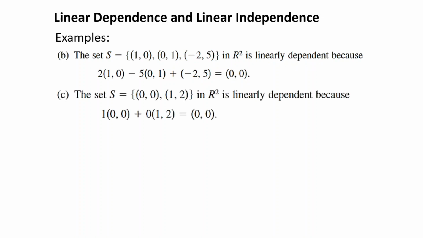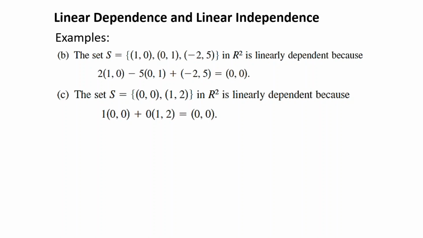Another example is, again, this set is linearly dependent because we have here other solutions other than 0, 0. So we have 1 times this vector plus 0 times this vector equals (0, 0). So we have the scalars 1 and 0 that, when multiplied to these vectors, will yield the 0 vector. So again, this set is linearly dependent.